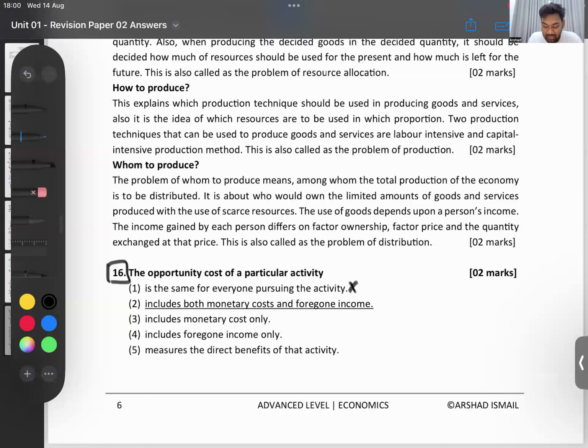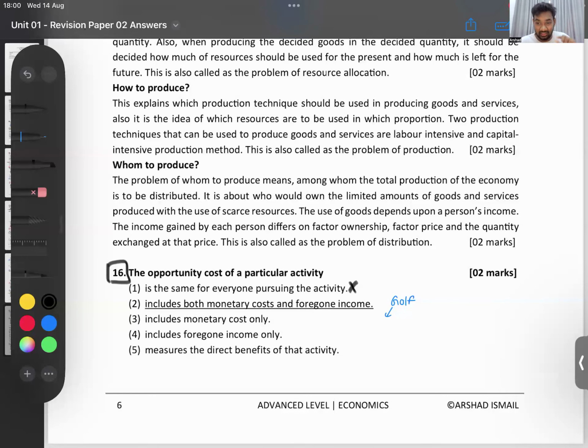measure the direct benefits of that activity. Remember, Lamai? Do you remember our golf example? In our golf example, how did we calculate the opportunity cost? The opportunity cost included... Opportunity cost is not the direct benefit of the activity level. Opportunity cost is what you are sacrificing, right?